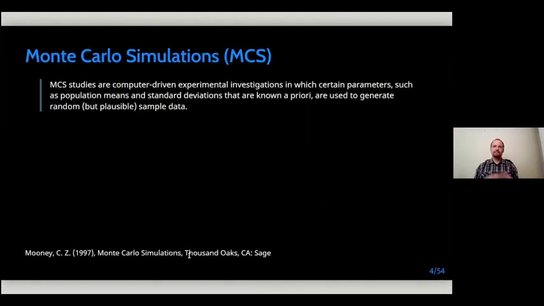Okay, so when I say Monte Carlo simulation, to make a bit of a baseline so we're all on the same page about what I mean by that, I'm referring specifically to Monte Carlo simulation experiments. That's a very specific type of Monte Carlo simulation. These types of studies are computer-driven experimental investigations in which certain parameters like population means and standard deviations are known a priori, and they're used to generate random but plausible sample data. You can think of it like there's a particular phenomenon of interest that you're trying to model, and we would create these statistical models with different distributions for these variables and try to see how they might relate as you tweak the model in different ways or certain assumptions are or are not met.